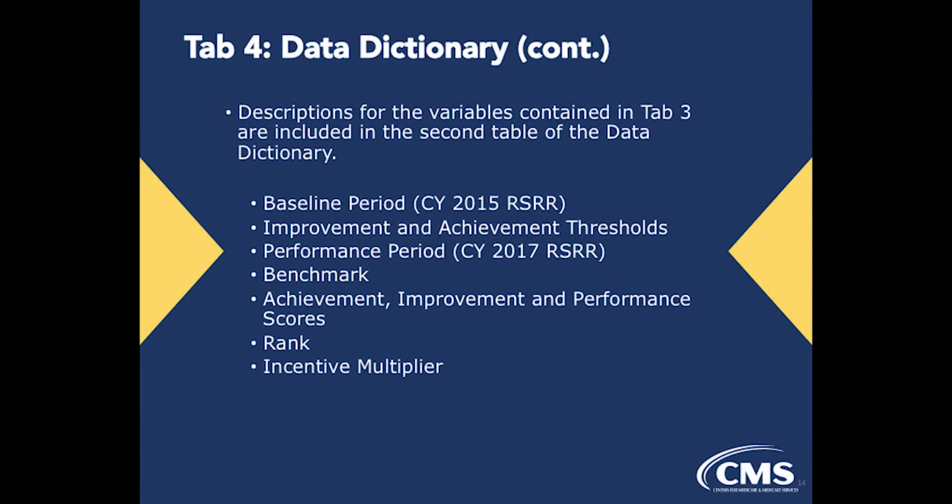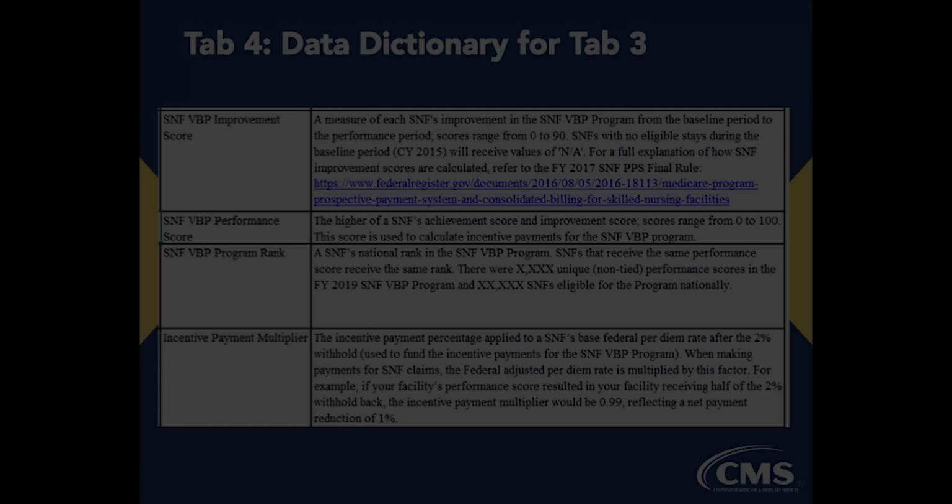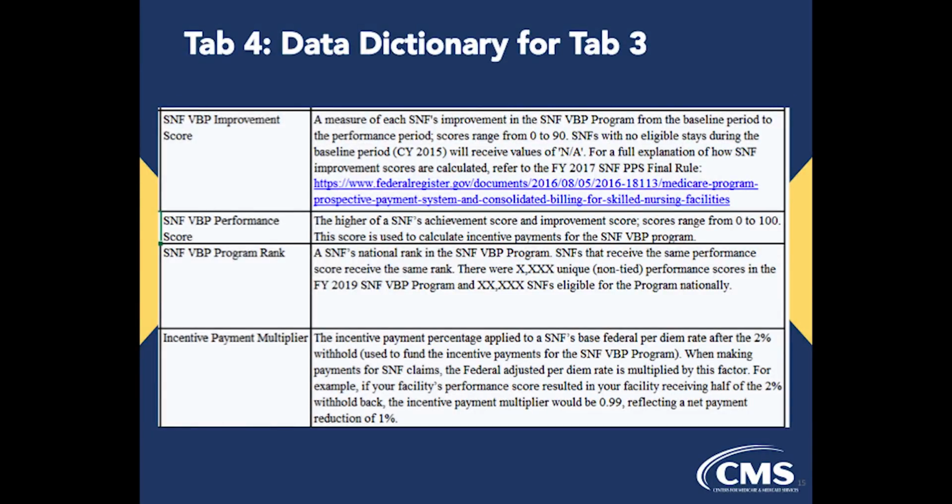The next table contains definitions for the facility-level data in rows 6 through 16 of Tab 3. Definitions are provided for each variable and again are provided to help facilities better understand and review their reports. Here we have the screenshot of the bottom portion of the Tab 3 dictionary. As a reminder, the data in rows 14 and 15 fall under scope for Phase 2 of the review and corrections process. Again, we would like to note that SNFs with the same performance score will share the same rank.